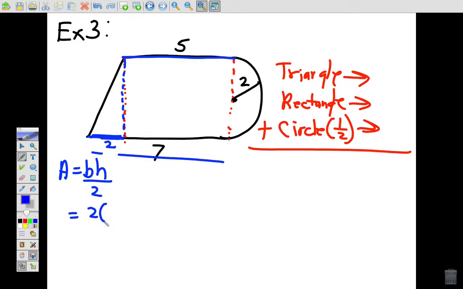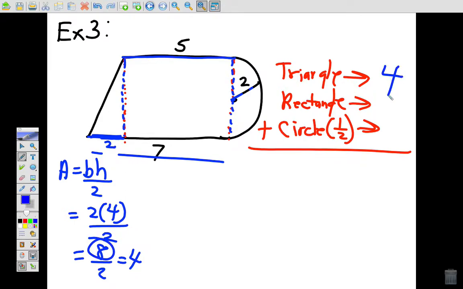What's the height? I know that the radius is 2, right? All these are 2. So that means this is 2. So what's the diameter? What's all the way across? 4. Then we'll take that and divide it by 2. So we have 8 divided by 2. We get 4. So for the area of a triangle, you got to divide by 2. So we get 4 over here.